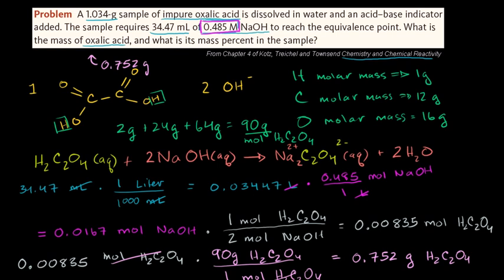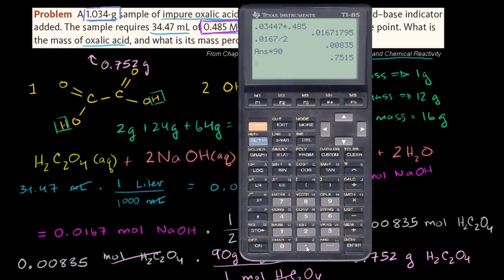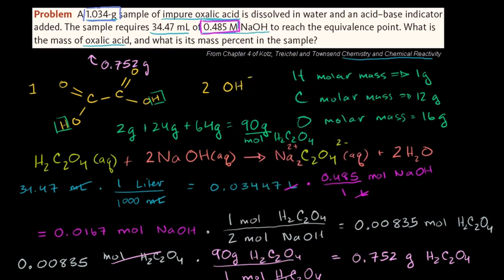Now the next part is what is its mass percent in the sample? Well, the sample of impure oxalic acid was 1.034 grams. So we just have to say what percentage is 0.752 of 1.034. So let's get the calculator back. We have 0.752 divided by 1.034, and we get 72.7%. So the answer to the second part is 72.7%. We were able to figure out that this impure oxalic acid sample is 72.7% actual oxalic acid.